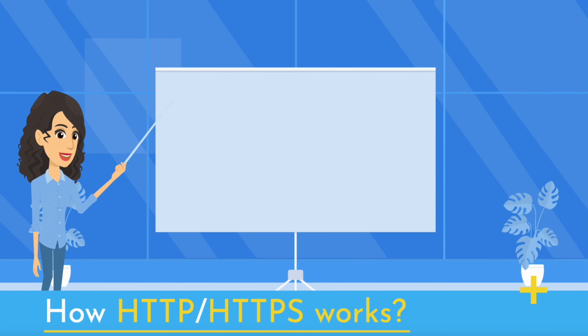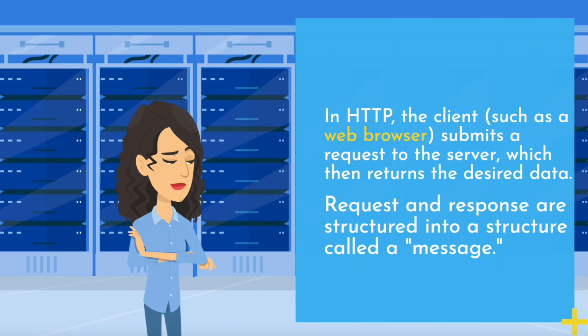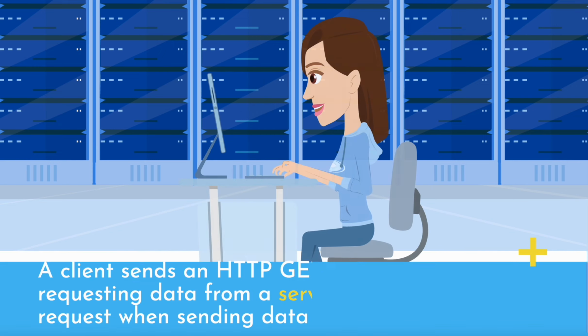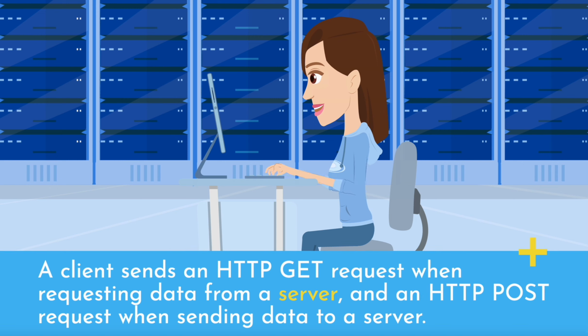How HTTP/HTTPS works. In HTTP, the client, such as a web browser, submits a request to the server, which then returns the desired data. Request and response are structured into a structure called a message. HTTP messages typically include headers, request or response-related metadata, and a body, the actual data being transmitted. A client sends an HTTP GET request when requesting data from a server, and an HTTP POST request when sending data to a server.